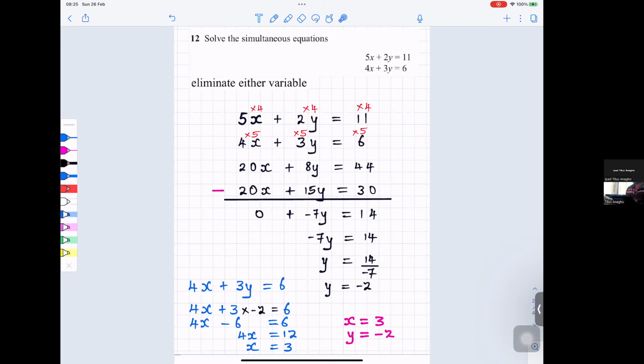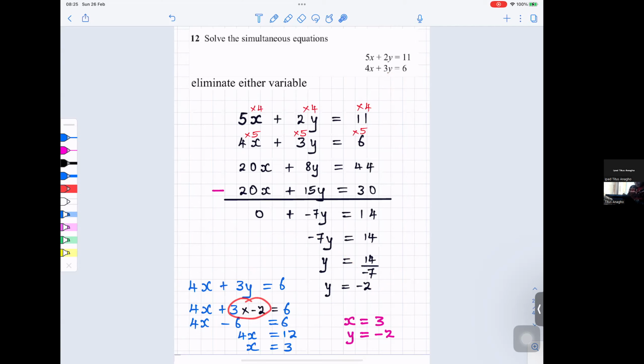Now we've got y. There are 2 answers. We need to find x. We take the answer for y, minus 2, and substitute it into one of the equations. I'll use the second one. So the minus 2 will go there. So we have 4x plus 3 times minus 2 equals 6.